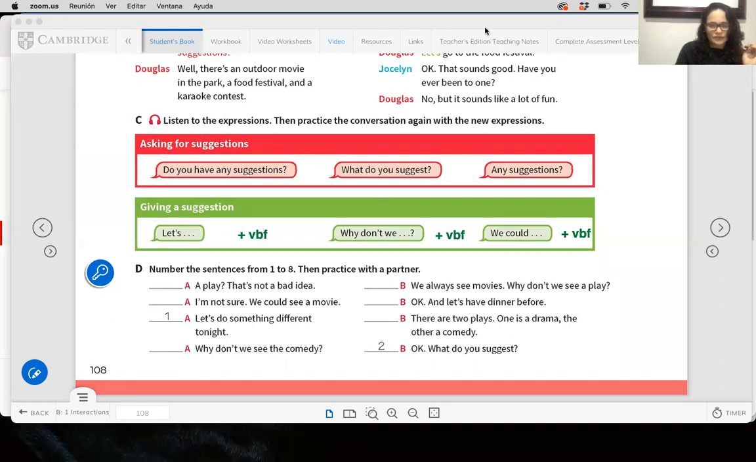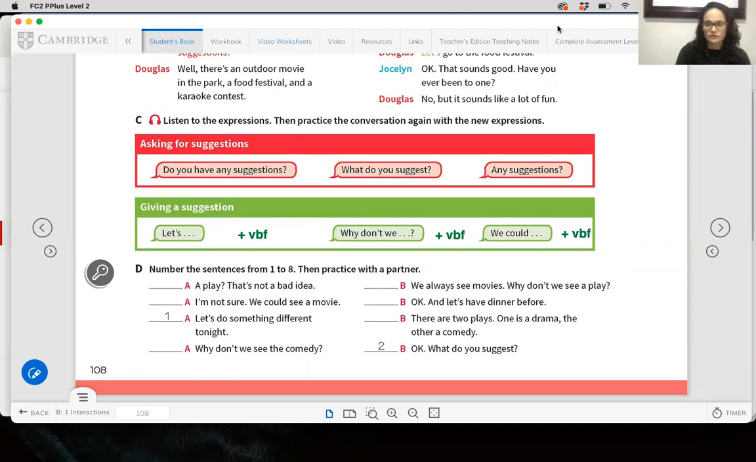Okay, so now we have to check your answers. Vamos a ver cómo quedó. We're going to start with the first one. Let's do something different. And the response to this is, what do you suggest? And here comes the first suggestion. It says, I'm not sure. We could see a movie.